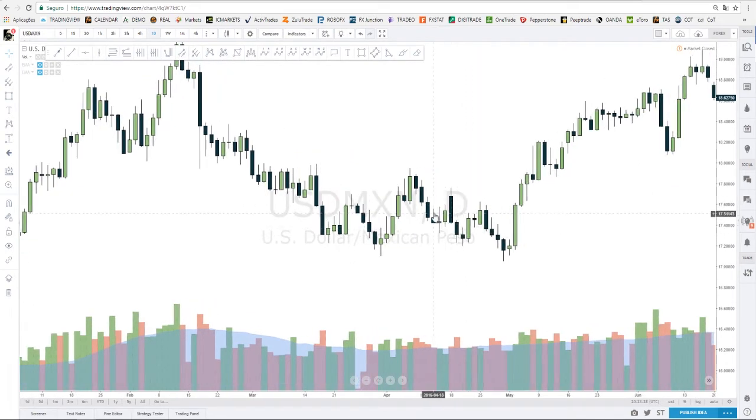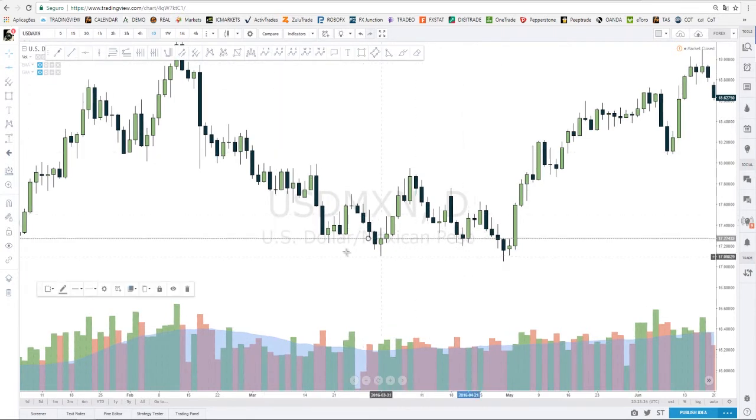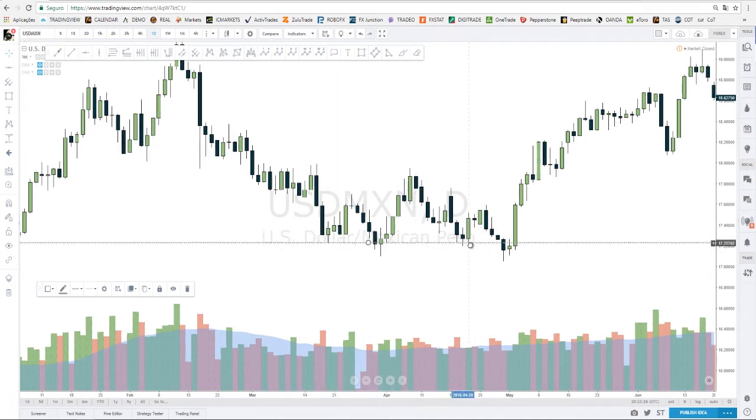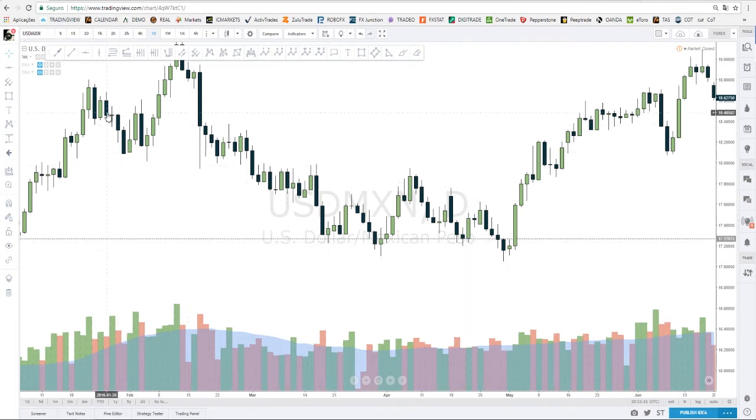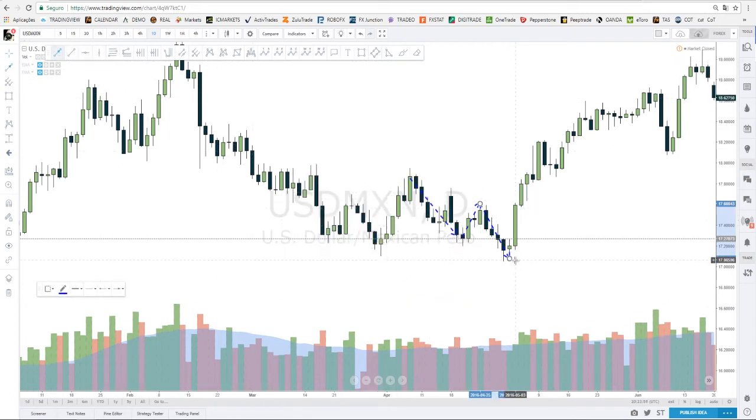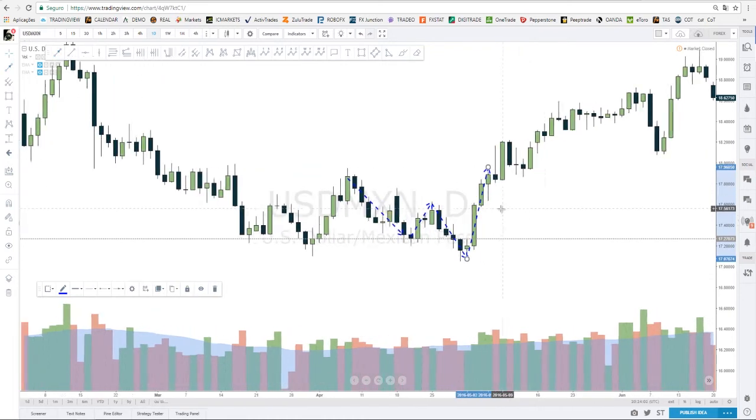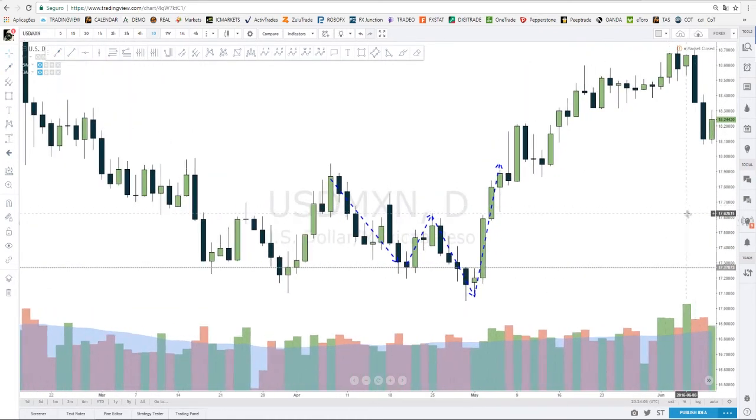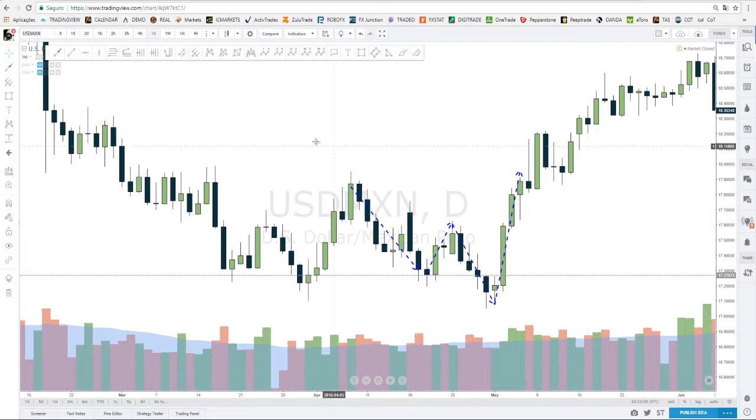To see how precise it is, you see here, you had some support here, somewhere around here, depending on if you use the wicks or not. You had a turtle soup. Price hits support, moves away from support, takes the stops out, and then breaks up.